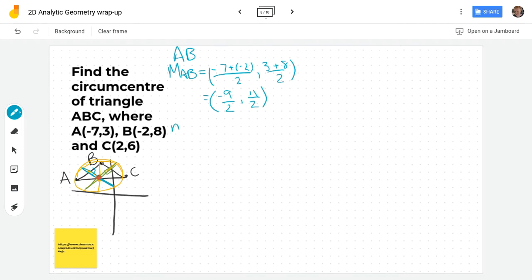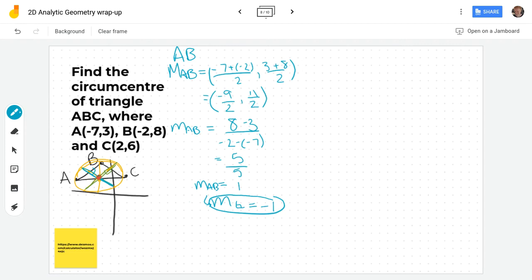Then I'm going to find the slope of side AB because I need the perpendicular slope. So (8 minus 3) over (-2 minus -7). That gives me 5 over 5, which is 1. So the slope of AB is 1, which means the perpendicular slope will be the negative reciprocal of that. So it becomes -1 over 1, which is -1.